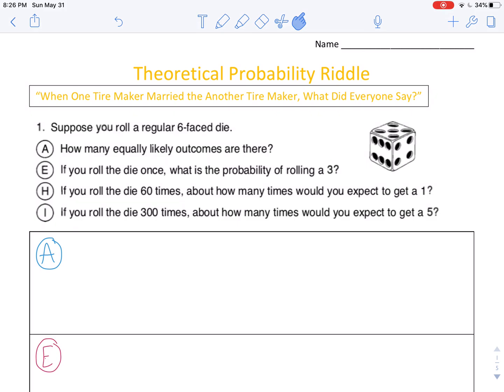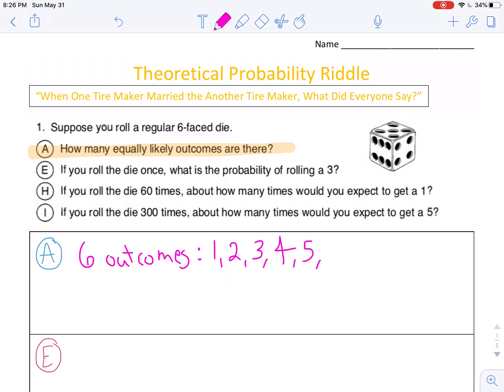All right, so the first page is all about the dice that's up here at the top of the page. There, I just colored it yellow. So we're going to use this dice to make predictions about some things. The very first question, question A, says, how many equally likely outcomes are there? Well, how many different numbers could it land on? So there are 6 outcomes, and then I'm going to list them: 1, 2, 3, 4, 5, 6.